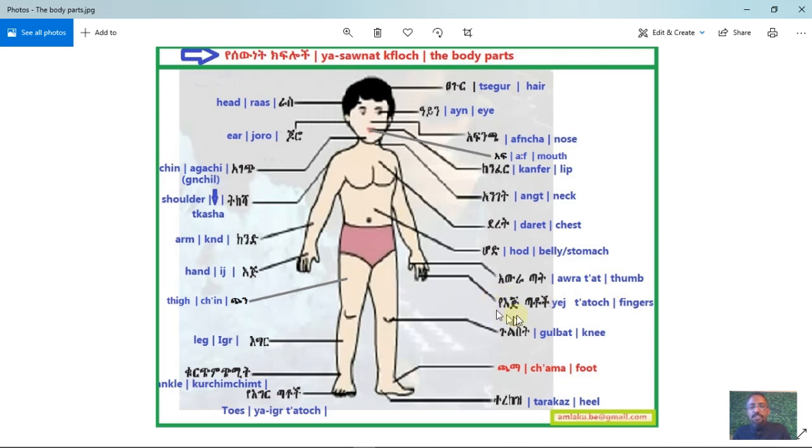So the yej is just to show the comparison or the differentiation between yegr tatoch. But we usually address that in context, we say, is it your hand finger or foot finger? So yej tatoch. And when you say yej tatoch, it's very general. It includes the thumb too. The thumb is also a finger. Next, gulbet. Gulbet, knee.